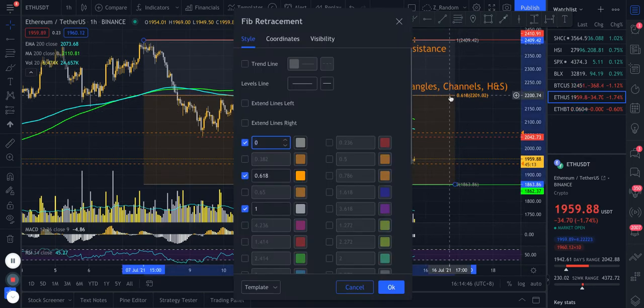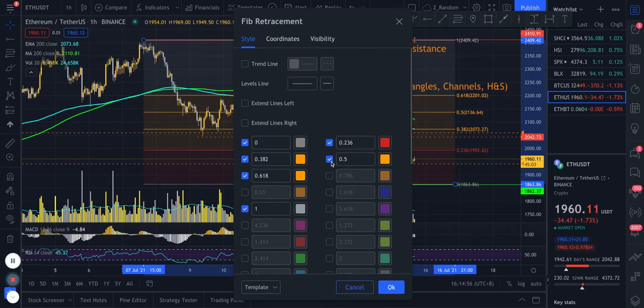If we actually go into the Fib retracement settings, we see that there are other levels, right? Such as the 23.6, the 38.2, the 50, and then the 78.6. We also have Fib extensions, but we will not get into those in today's video.